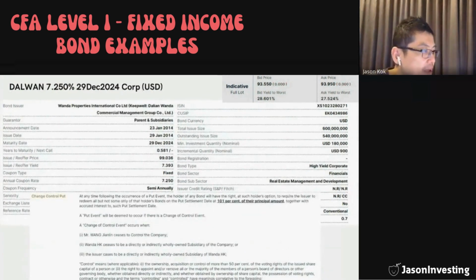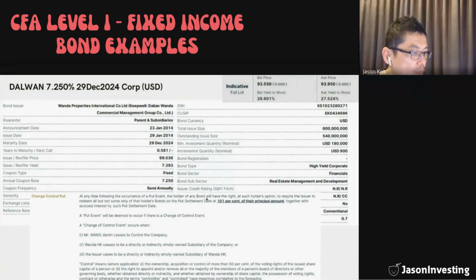I think we spent too much time on this, but this is another bond. This is a Chinese bond that is issued in the US, so it's denominated in USD. This is an example of a puttable bond. The previous one was a callable bond. I just want to show an example of a puttable bond. That means the bondholder can put the bond back to the issuer at a certain price. In this case, we can see this is at any time following the occurrence of a put event. A put event we will see later down here.